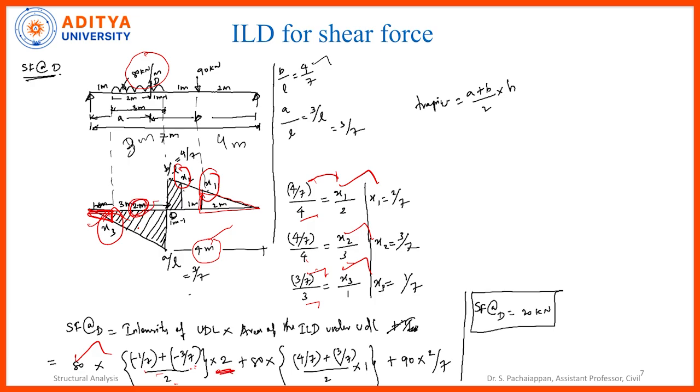So, this is 2 times 80. Once again, because I am going for this smaller portion, the ordinates are 4 by 7 plus 3 by 7. This is (A plus B) by 2 into 1. So, this 1 is this diagram. So, totally we have 2 trapezoids. This is for the first trapezoid. Okay, and this is for the second trapezoid. And this is for the point load: 90 multiplied by the corresponding ordinate x1, where x1 is 2 by 7. So, it is very simple.